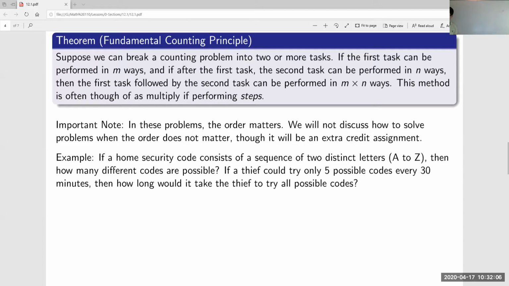So the home security question is a code consisting of 2 distinct letters, A to Z. How many different codes are possible? And then if a thief could try only 5 codes every 30 minutes, how long would it take the thief to try all possible codes? Well, let's answer the first one. How many different codes are possible?